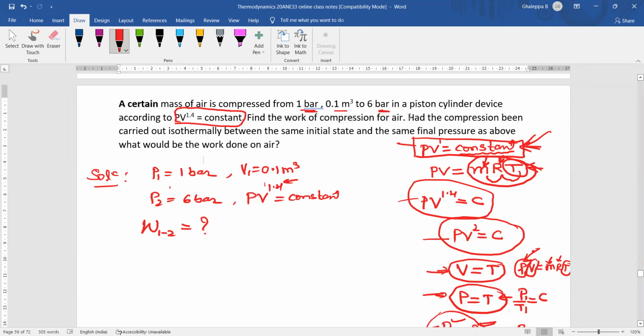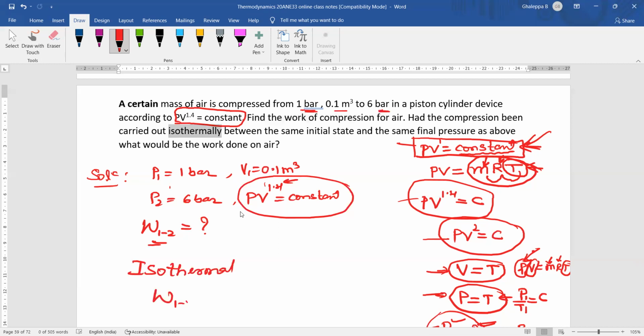It is not a continuation. Assume had the compression been carried out isothermally, whereas previously you are considering it as an adiabatic process, calculate the work done. So instead of adiabatic, you assume it is isothermal. Okay, sir. Assume it is isothermal, calculate work done and compare the values.